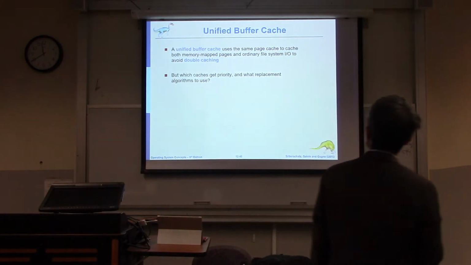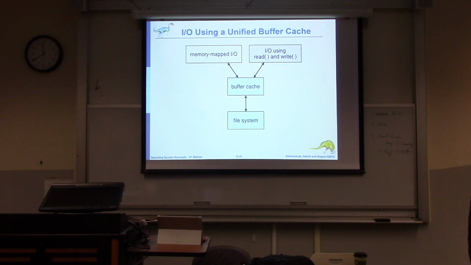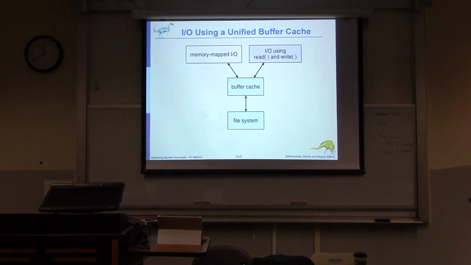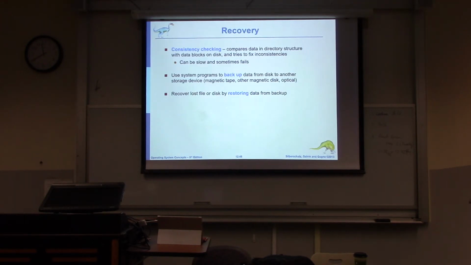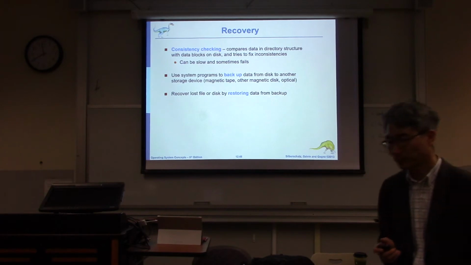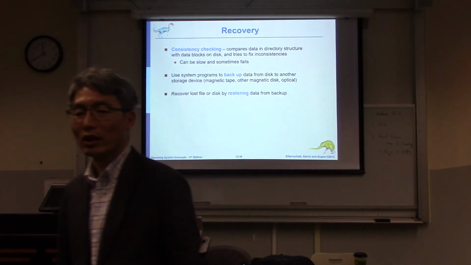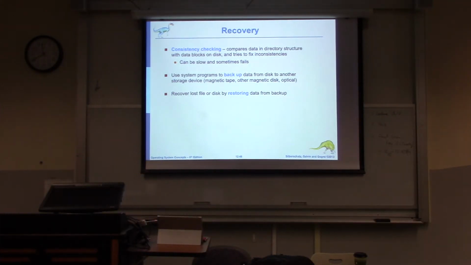So in this case, we need to make a unified buffer cache that keeps both the general I/O file system data as well as the memory-mapped I/O. So a general buffer cache like this is called the unified buffer cache. Okay, and also the file system. One of the examples is if you are using a USB disk drive.